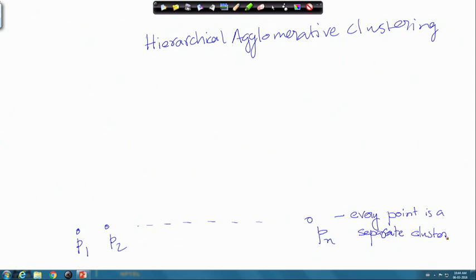Now, what you do is check the pair of points which have the least distance between them. So you consider the pair of points having the least distance between them.